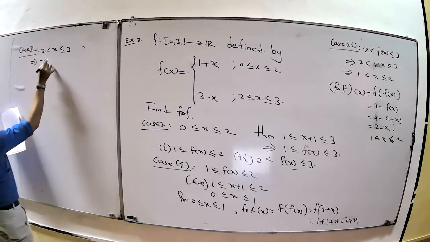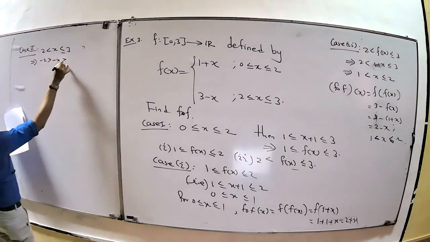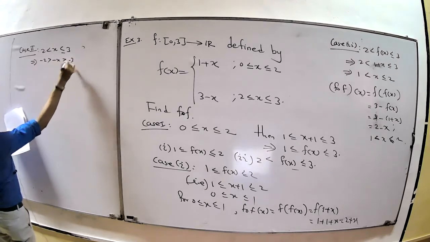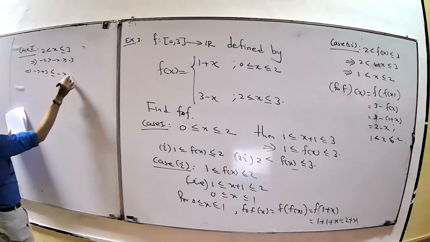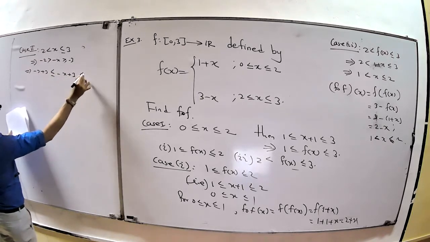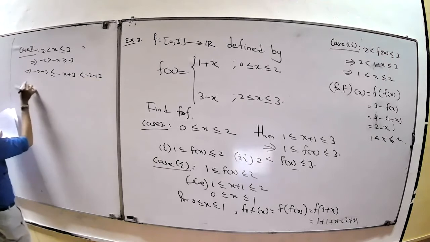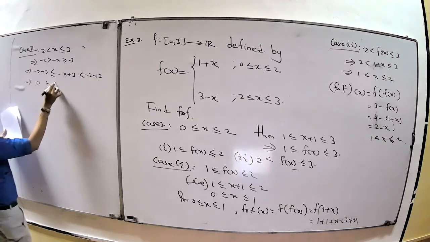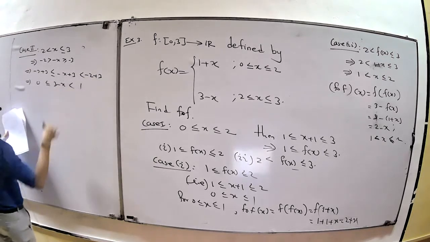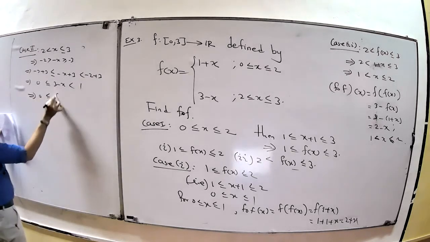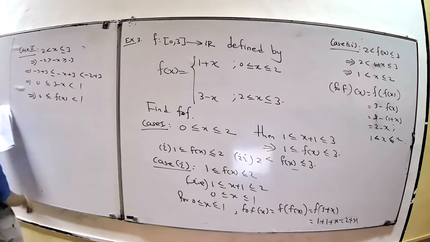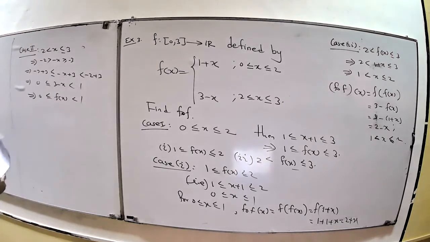You can write minus 2 greater than minus x greater than or equal to minus 3. Adding 3: minus 3 plus 3 minus x plus 3 less than minus 2 plus 3. You can have 0 less than or equal to 3 minus x less than 1. Right? 3 minus x is your f of x, so 0 less than or equal to f of x less than 1.